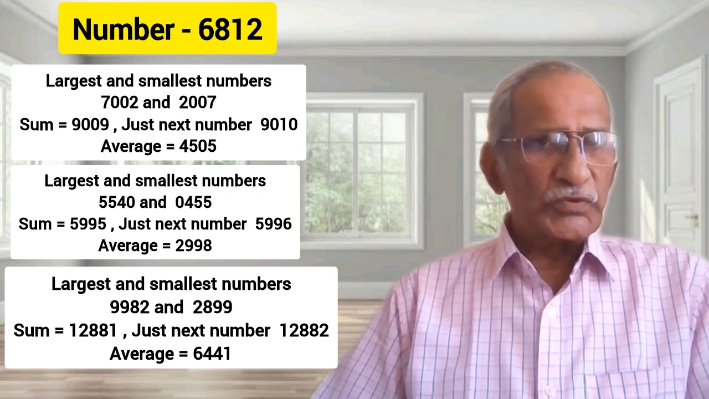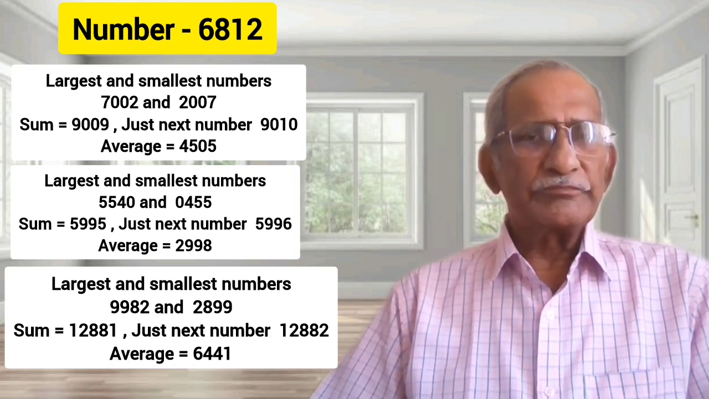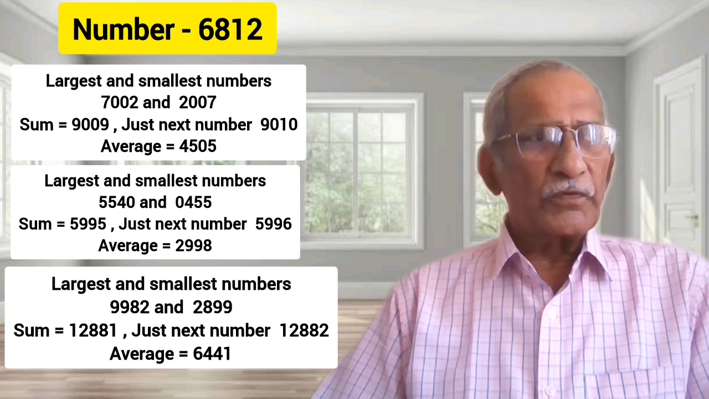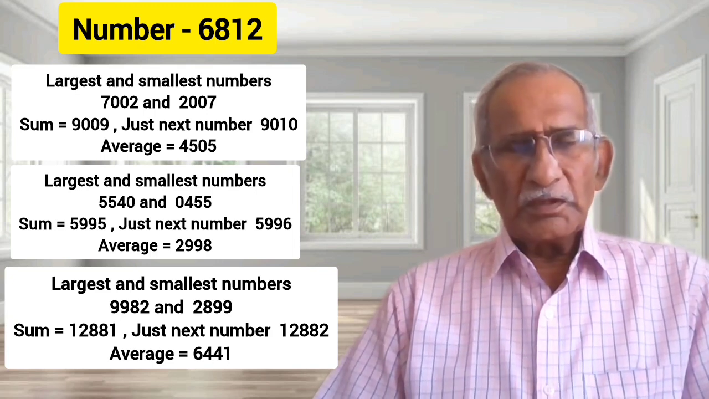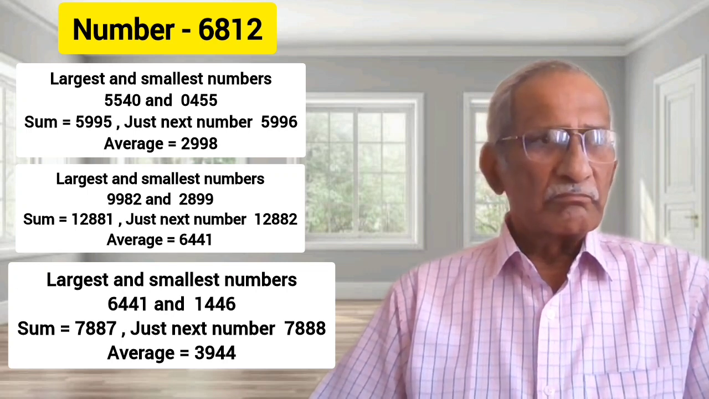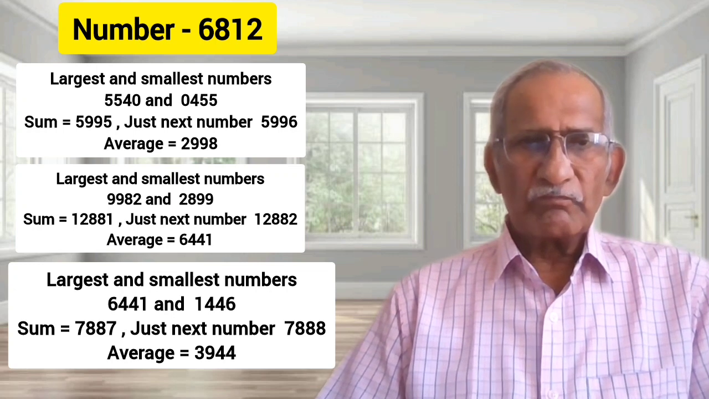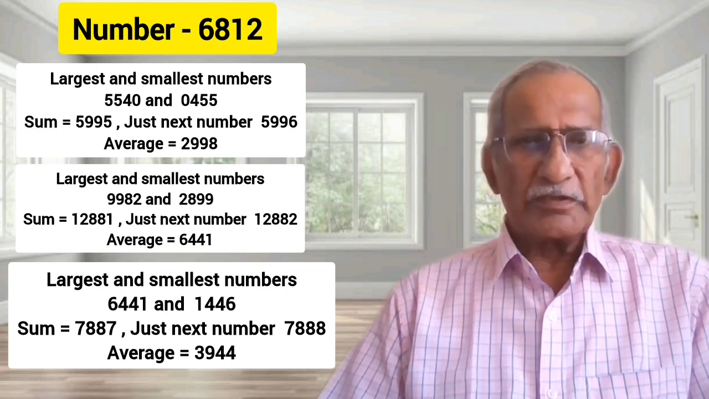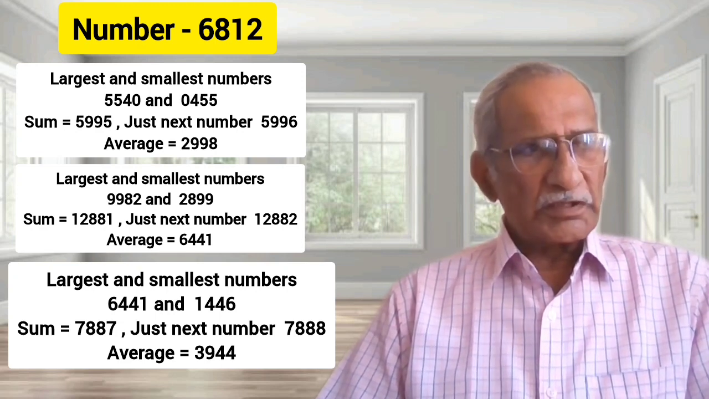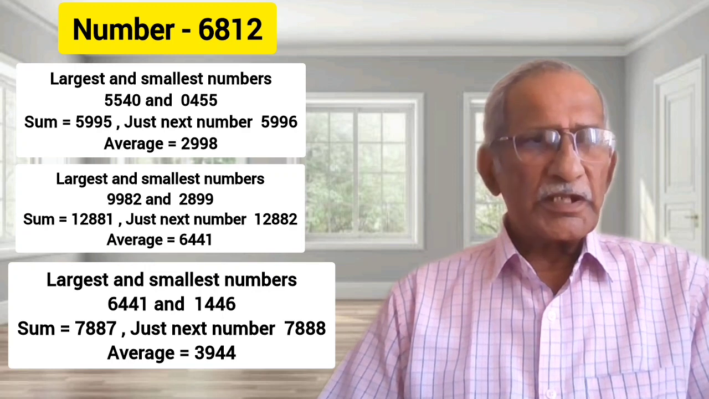Their sum is 12881. Take just the next number, 12882. The average is 6441. Again, make the largest and the smallest numbers out of the digits 6441. The largest number is 6441 and the smallest number is 1446. Sum is 7887. Odd number. So take just the next number, 7888. The average is 3944.